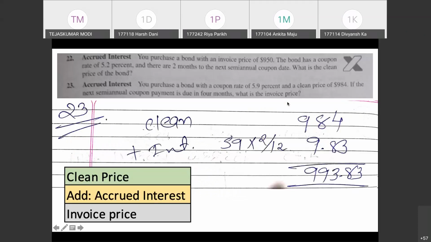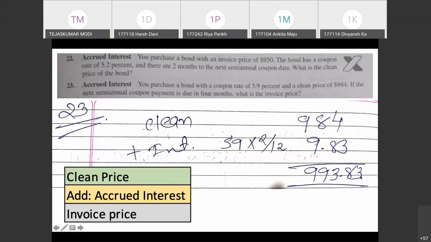So because the coupon is 59 for 1 year, and he's selling this after 2 months, the interest must be accrued or added for 2 months. 59 into 2 by 12, because 59 is for 1 year. 9.83 would be added, so that works out to be 993.83. That is the invoice price. Any question, please ask.